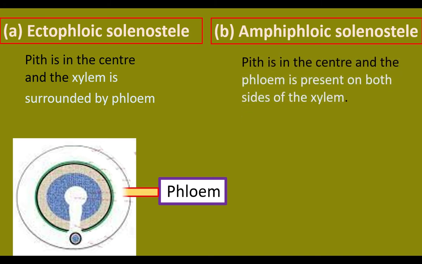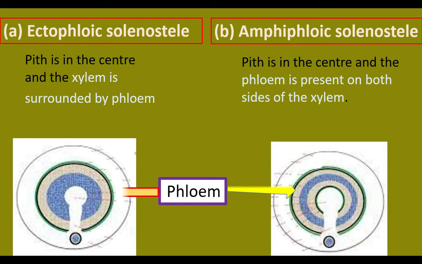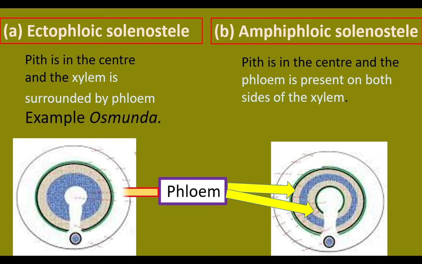In Amphiphloic Solenostele, pith is at the center and the phloem is present on both sides of the xylem. Here leaf trace is present. So this is Solenostele. These are the two types of Solenostele. Ectophloic Solenostele, example Osmunda. Amphiphloic Solenostele, example Adiantum pedatum.